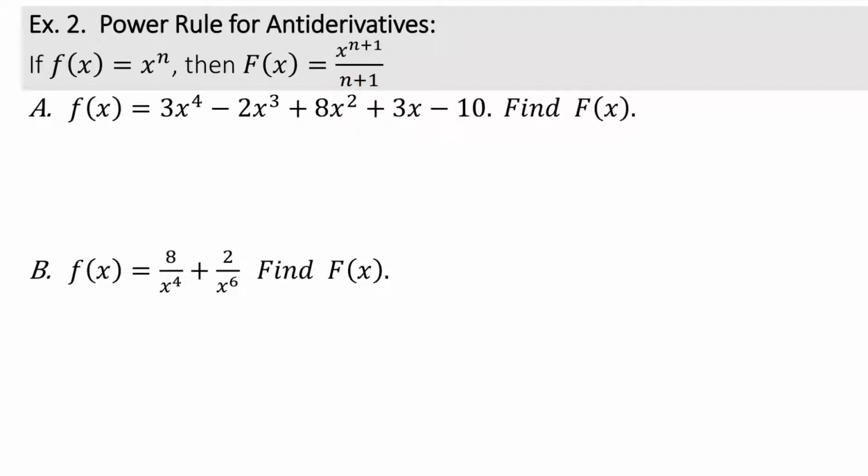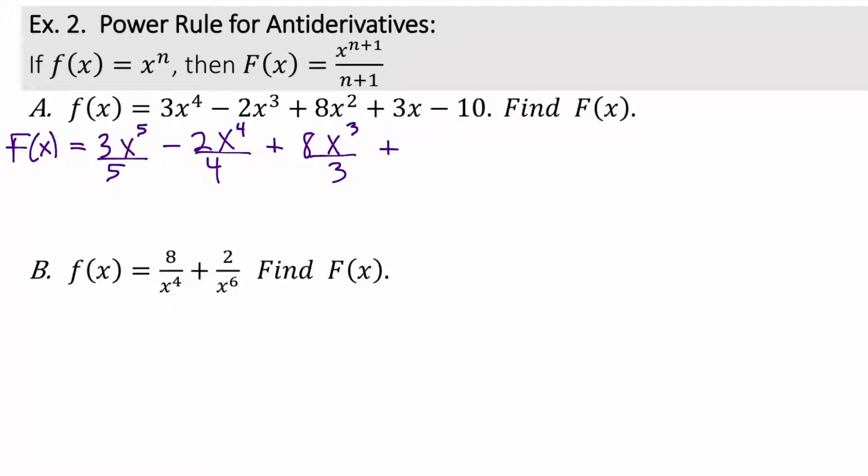So let's apply that knowledge to figure out the antiderivative of f of x, and we'll call that capital F of x. We take the constant 3, we write it down, then we raise the power 4 by 1 to make it a 5, and then we divide by 5. Let's do it to the next term. Raise the power up by 1, that makes it a 4. Divide by 4. Raise the power up by 1, that makes it a 3. Divide by 3. Raise it up by 1, that makes it a 2. Divide by 2.